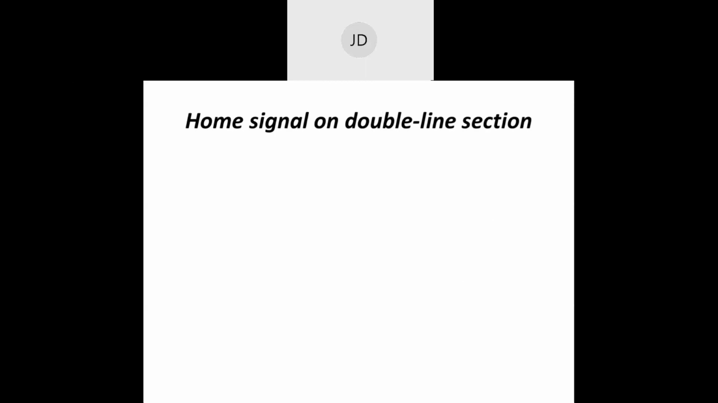Next, we'll discuss home signals. We have discussed the outer signal, and next we'll come to the home signal.